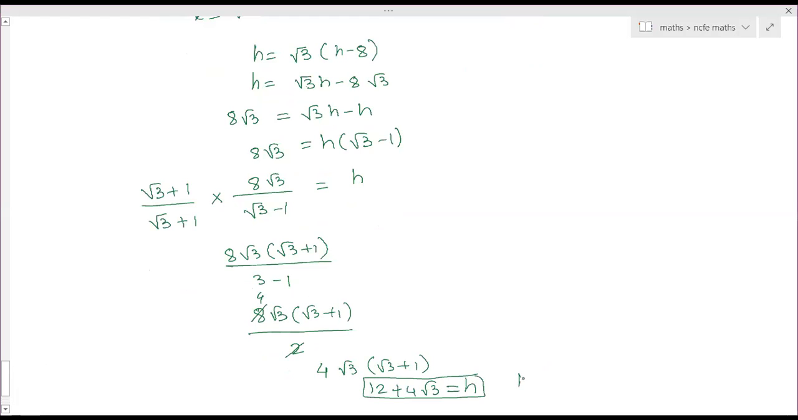And H and X are equal. H is equal to X, that is equal to 12 plus 4 root 3. And if the value of root 3 is given, you have to substitute and find the final answer. Rationalization is important.